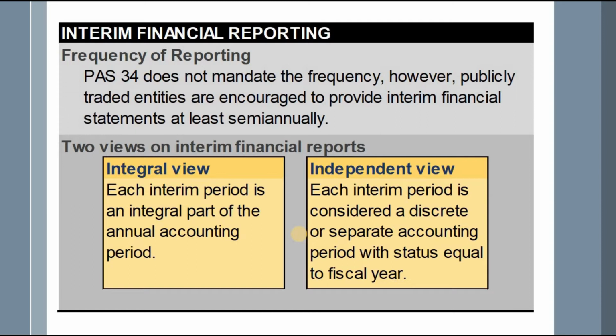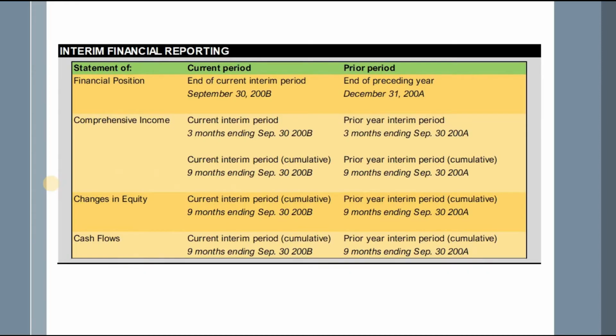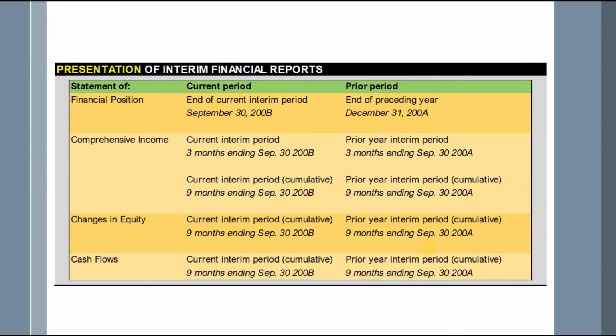Basically, PAS 34, Interim Financial Reporting, applies a combination of these two views in the preparation of interim financial reports. In terms of the period covered by the interim financial reports, how do we present these reports? Let's start with the statement of financial position. For the current period, we are going to present the end of the current interim period. In this example, our current interim period is the third quarter, which ends on September 30.